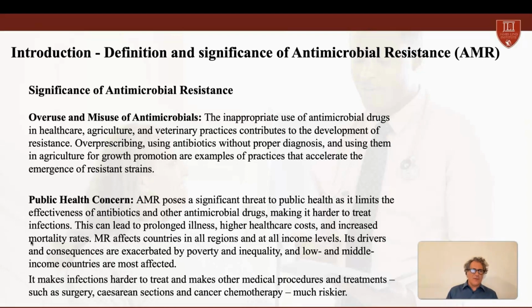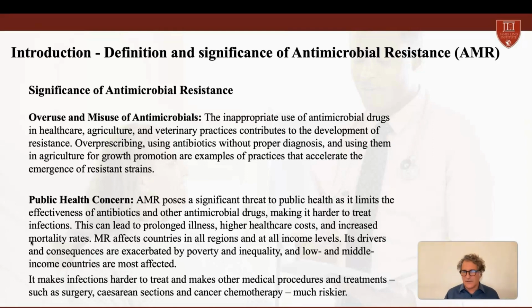So first of all, when we're talking about overuse and misuse of antimicrobials, we're talking about the inappropriate use of these sorts of drugs in healthcare, in agriculture, and in veterinary practice, that contribute to the development of resistance. So this resistance is in some way amplified by use that is not correct.